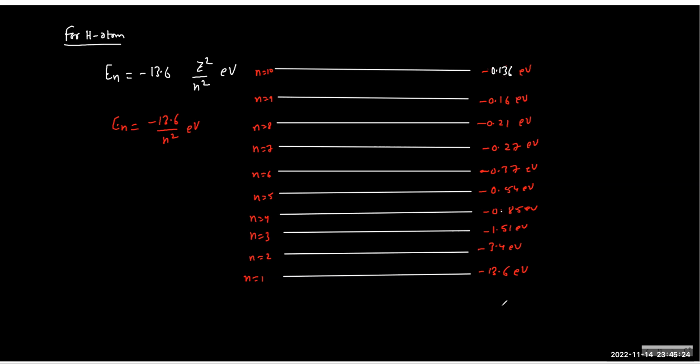Start. 13.6, 3.4, 1.51, 0.85, 54, 37, 27, 21, 16, 136. Very good. Excellent. Okay, clap everyone. She has done a marvelous job. You can clap for yourself also. I'm not hearing the clap sound. Okay. You can see it. Yeah, I can see it now. Very good.